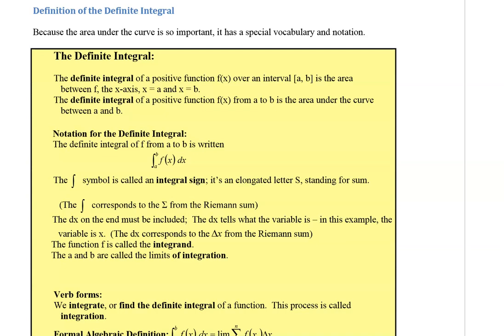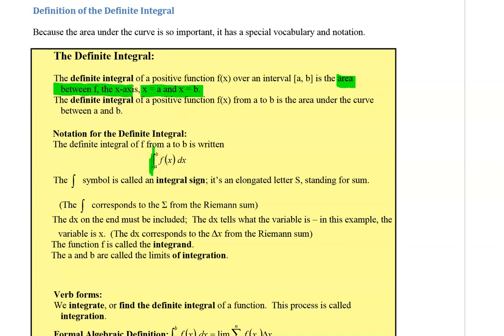The definite integral of a positive function f of x over an interval a to b is the area between f and the x-axis, and it's restricted between a and b. So it has a left hand and a right hand, and we're getting the area underneath it as it goes to the x-axis. The definite integral of a positive function from a to b is the area under the curve between a and b. Now our notation for this is this little elongated squiggly s, which is your integral sign.